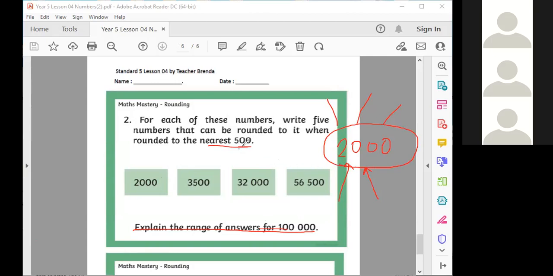Why did they write 500? There must be something wrong with this question. Hold on, let me see.